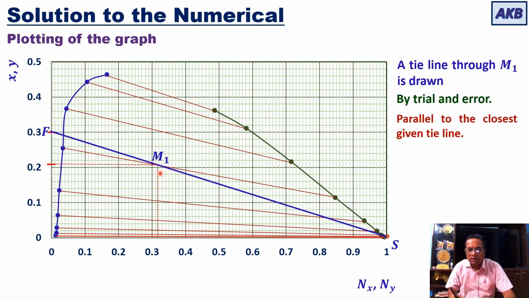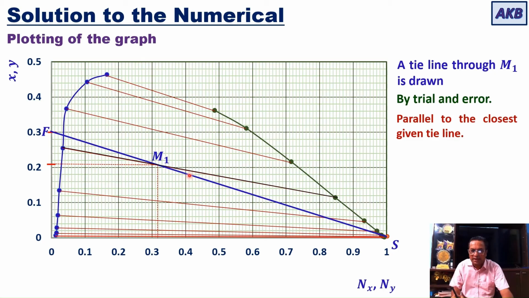Our objective is to draw a tie line through M1. Now the given tie line is this one, which is closest to the point M1. So I will draw a tie line that is parallel to this given tie line and which passes through this point M1. So we are doing this by trial and error. It has to be done by trial and error. So the black tie line that I have drawn would be the tie line that is passing through M1. What I have done, I have drawn it parallel to the closest given tie line.